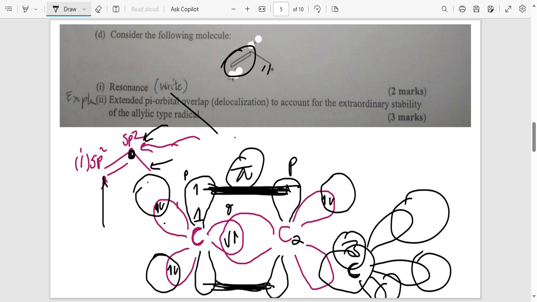If you can remember it, you can draw it, but I can see they didn't mark the structure, they just marked the statement. So you can use the statement if you can remember.